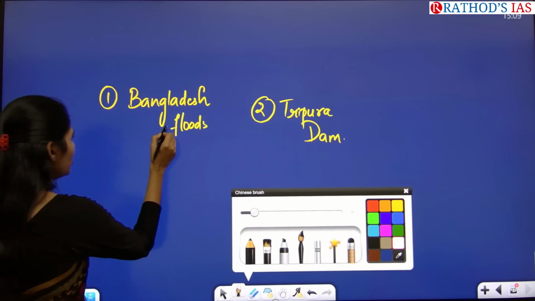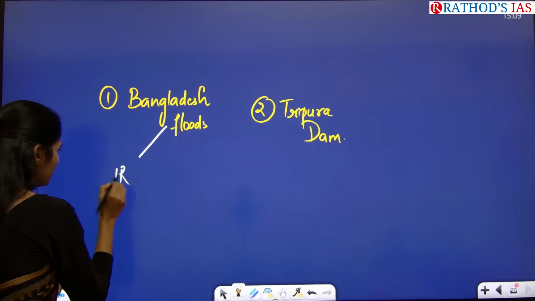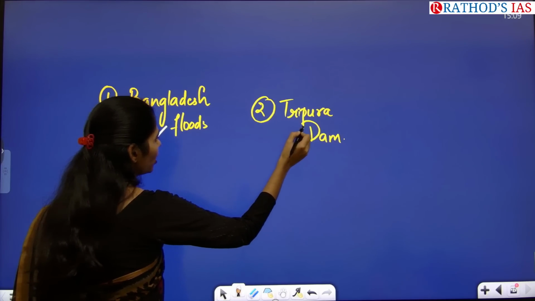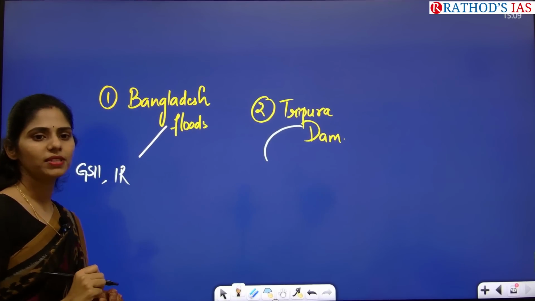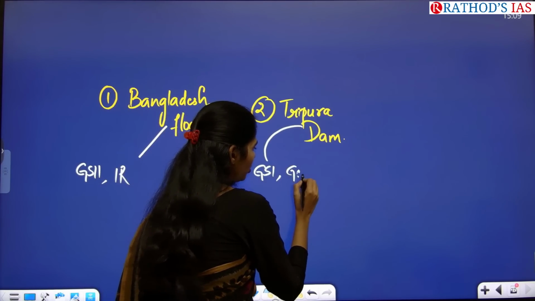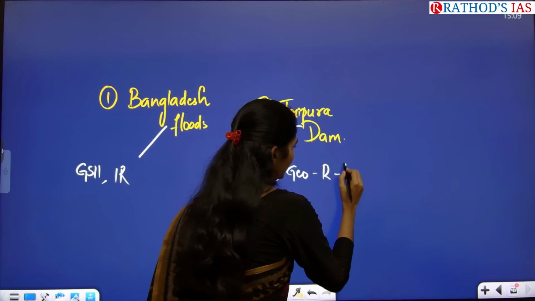So here you can connect this topic from which subjects? It is talking about India-Bangladesh relations, that is from GS paper 2 IR, and it is talking about dam. Dam you will be studying in your geography, GS paper 1. In geography you will be studying about rivers and related dams.